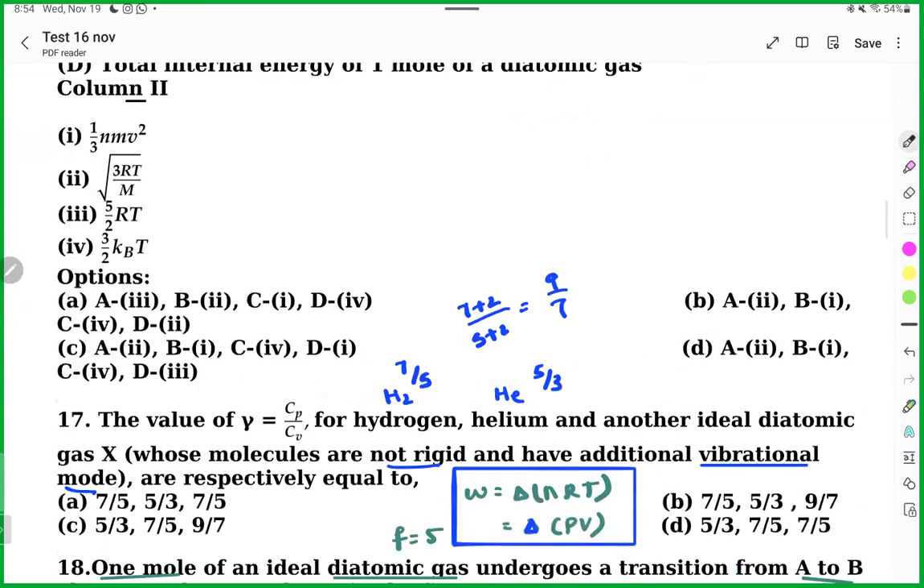Anybody have doubt in question number 17? Anvita, Chandana, Pratigya, and Sania. No doubt, sir. Okay.